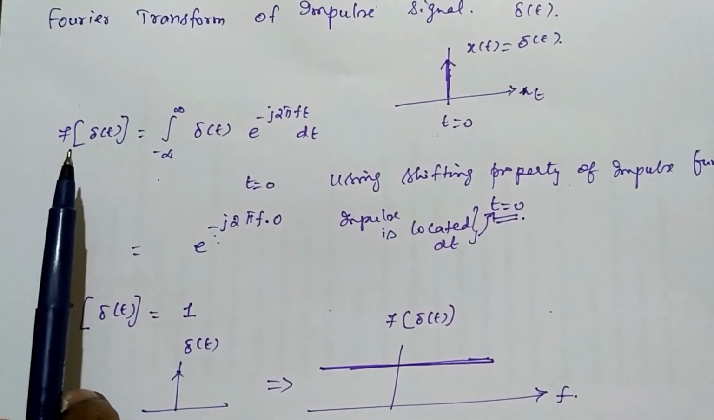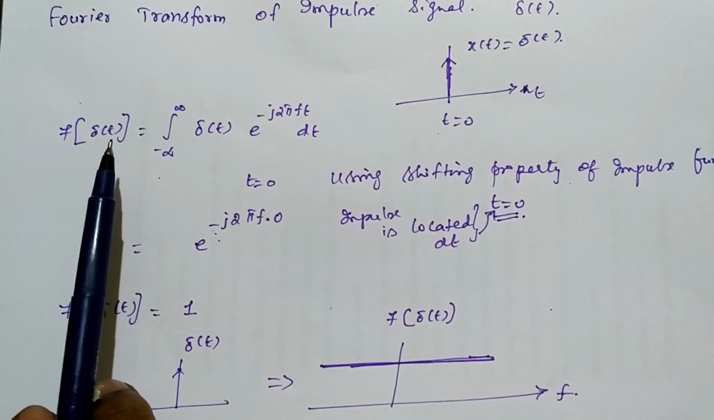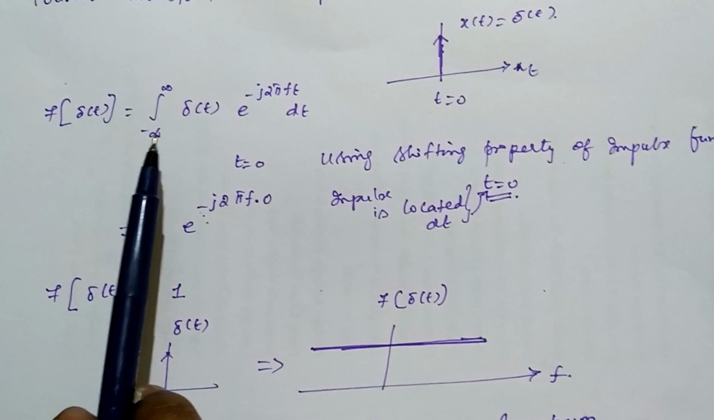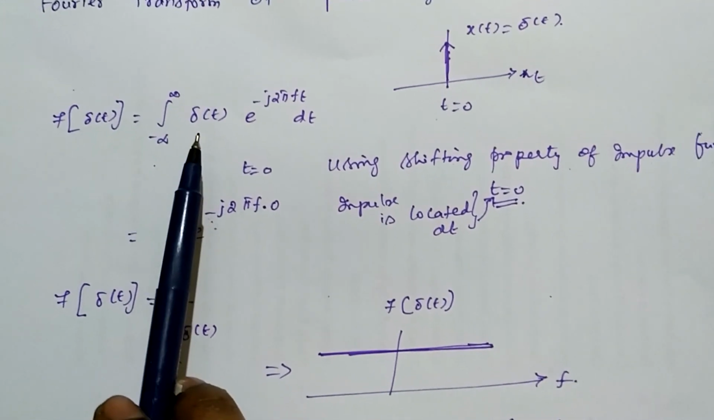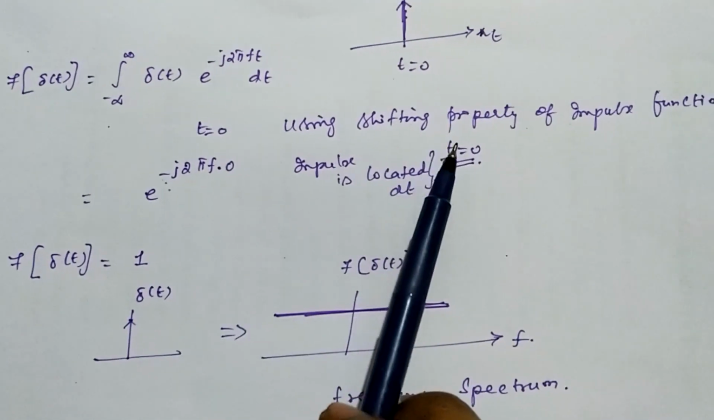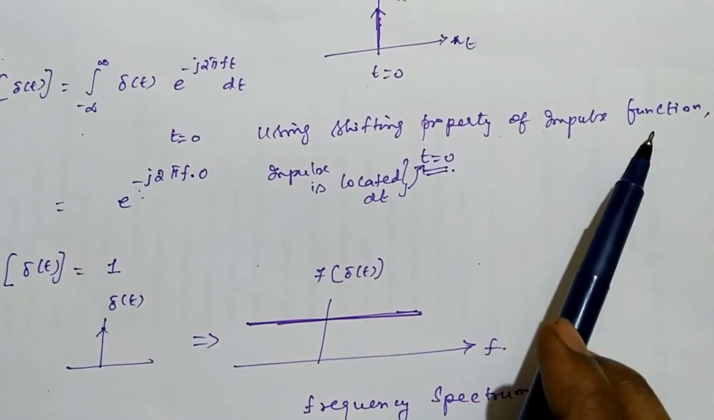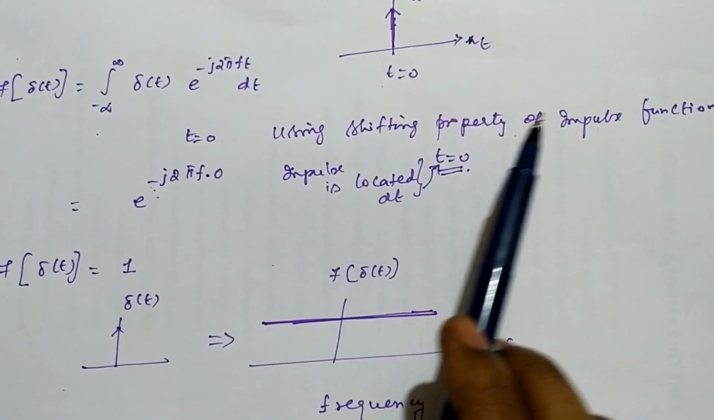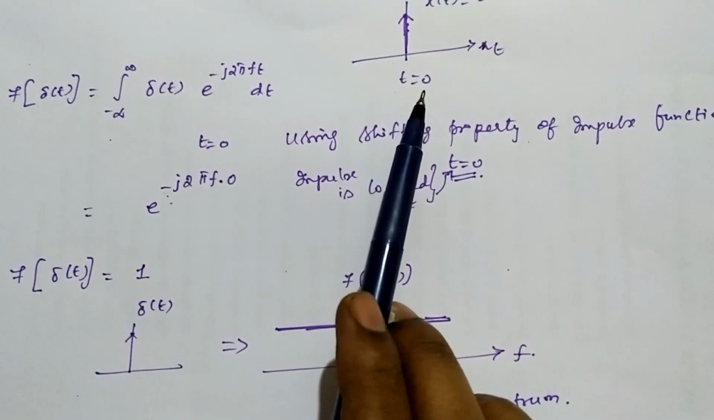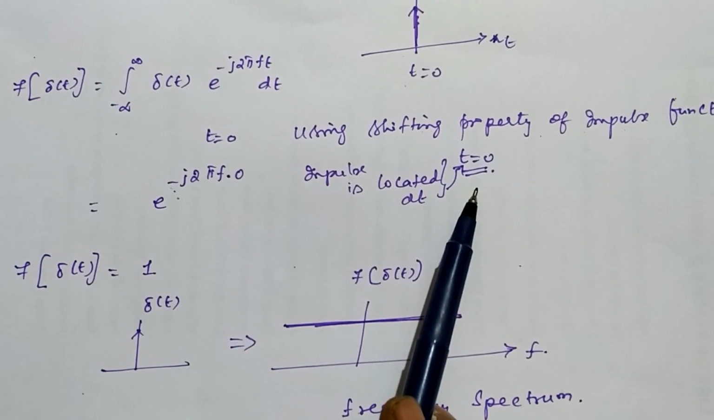We want to find the Fourier transform of the delta signal, the impulse signal. Just apply it in the formula: the integral from minus to plus infinity of δ(t) e^(-j2πft) dt. Using the shifting property of the impulse function, this impulse function is located at t = 0.